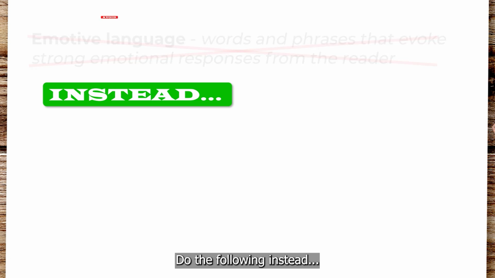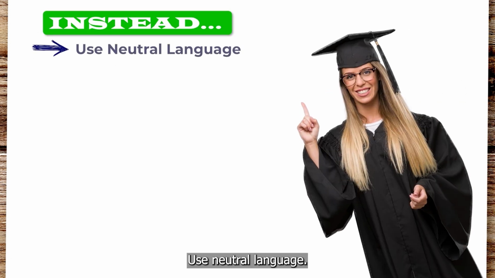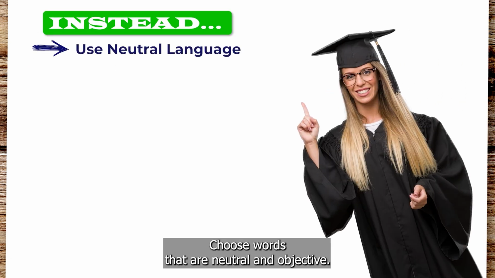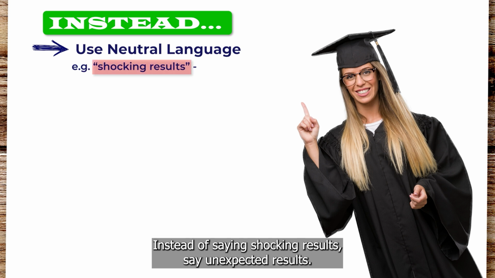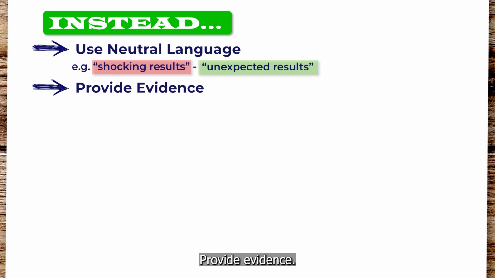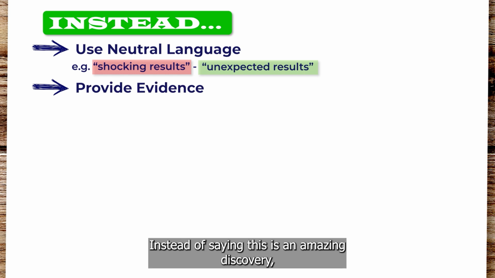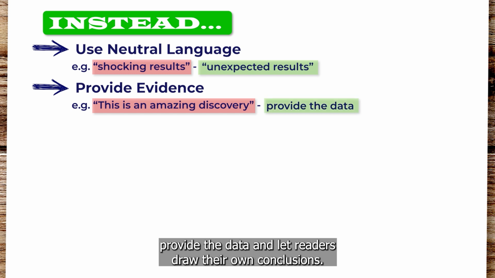Do the following instead. Use neutral language. Choose words that are neutral and objective. Instead of saying shocking results, say unexpected results. Provide evidence. Let the evidence speak for itself. Instead of saying, this is an amazing discovery, provide the data, and let readers draw their own conclusions.